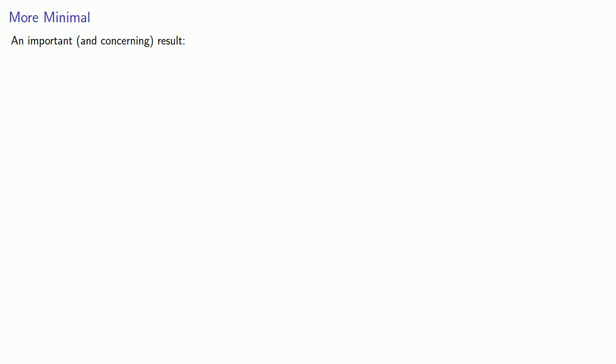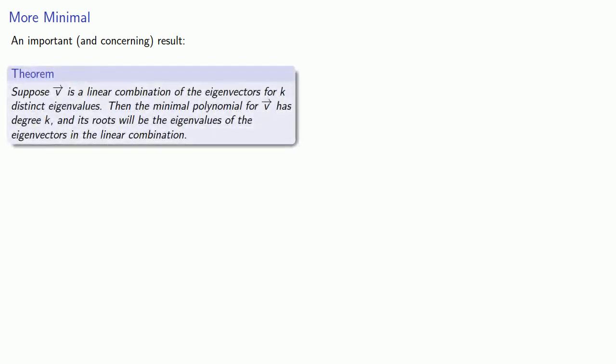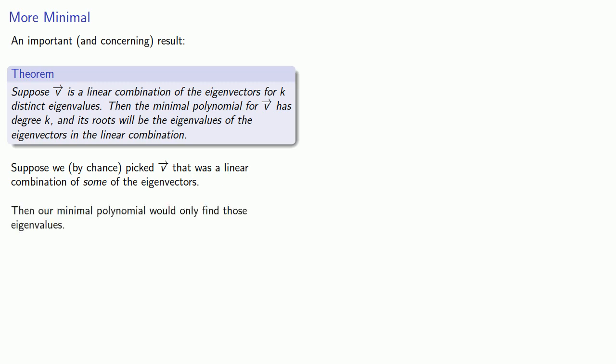Now that's very good, but there's a more important and somewhat concerning result. Suppose my vector v is a linear combination of the eigenvectors for k distinct eigenvalues. Then the minimal polynomial for v has degree k, and the roots will be eigenvalues of the eigenvectors of the linear combination. We won't prove this. We have to leave something for exercises. But here's why this is concerning. Suppose we, by chance, picked a vector v that was a linear combination of some of the eigenvectors. Then our minimal polynomial would only find those eigenvalues, and we might end up missing many of the actual eigenvalues.